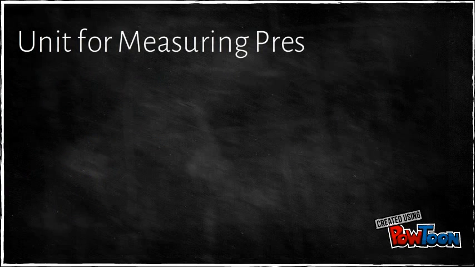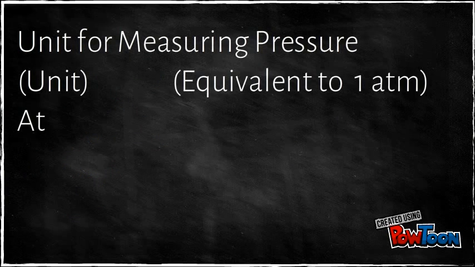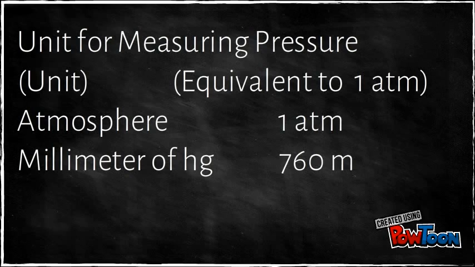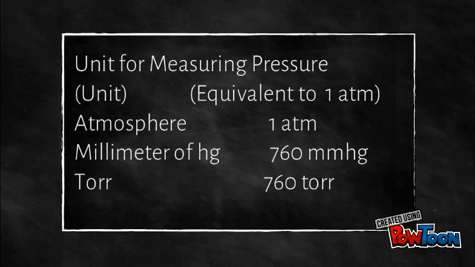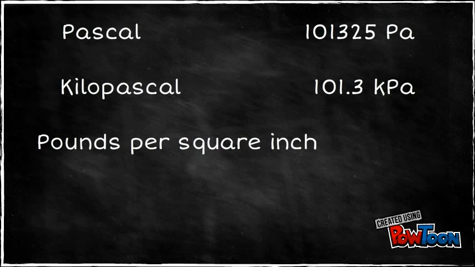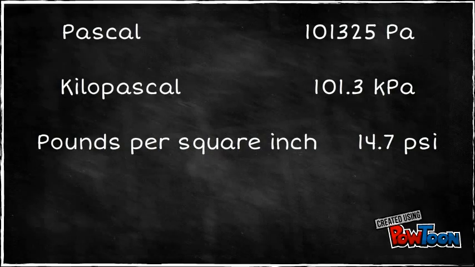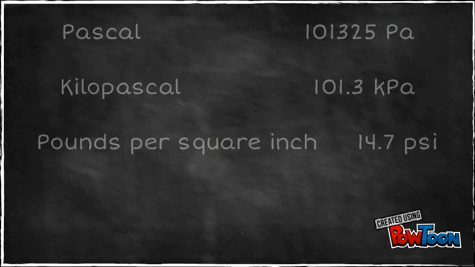Units for measuring pressure, equivalent to 1 atmosphere: 1 atmosphere; 760 millimeters of Hg (mmHg); 760 torr; 101,325 pascals; 101.3 kilopascals; 14.7 pounds per square inch.